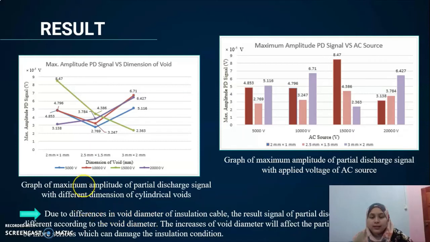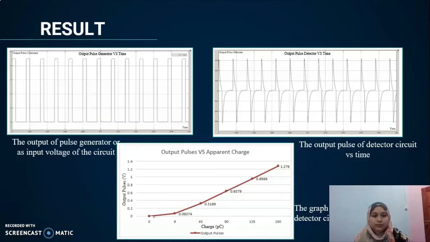We can see that the maximum amplitude of the partial discharge signal increases with the increase of the dimension of the cylindrical void, while the maximum amplitude of the partial discharge signal also increases with the applied voltage of the AC source. From this result, we can know that the increase of void diameter will make the partial discharge more serious, which can damage the insulation condition.